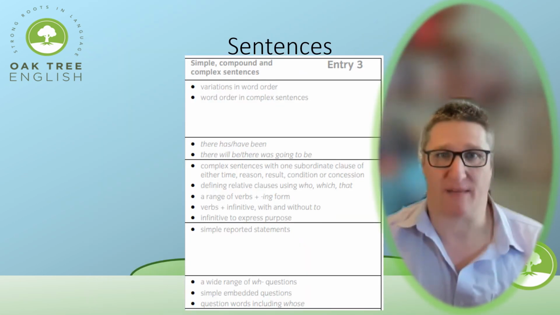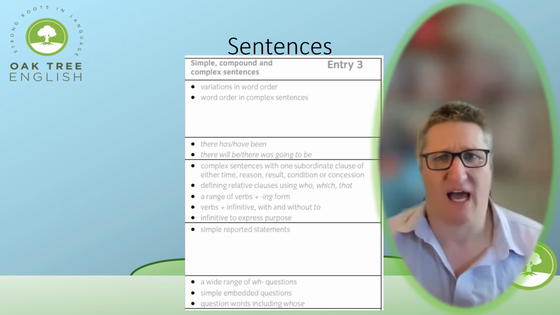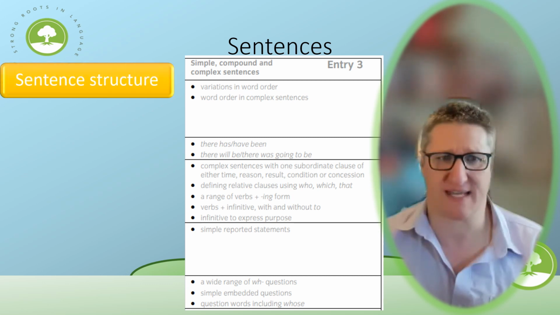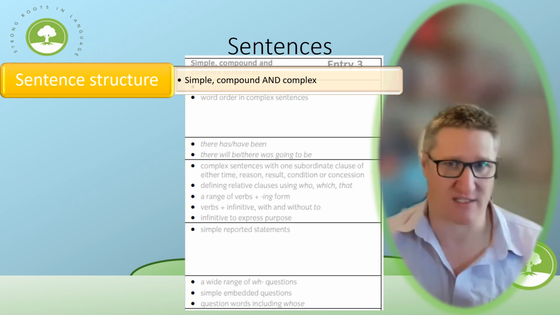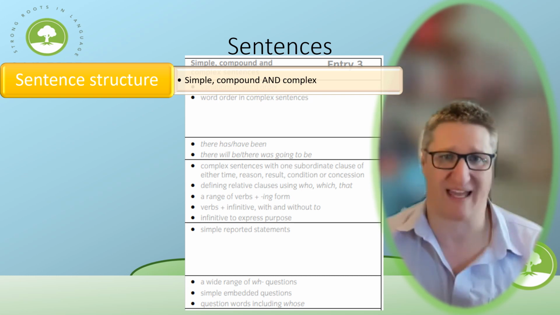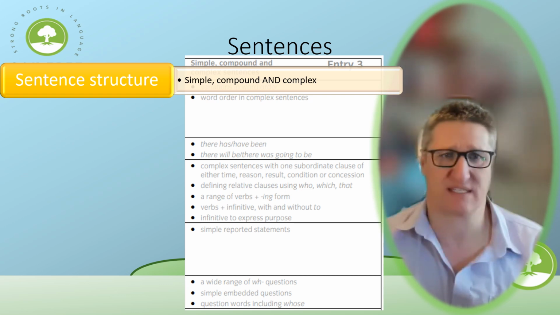The first grammar element on the list is making a good sentence. This is also the largest grammar area. At entry 3, you're expected to be able to produce all 3 types of sentences. That's simple with 1 independent clause, compound with 2 independent clauses joined by a conjunction like and or but, and also this time complex sentences with an independent clause and a dependent clause.